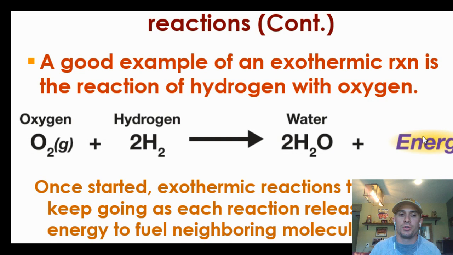Once started, exothermic reactions tend to keep going very quickly, as each reaction releases more energy to fuel the neighboring molecules. What that means is, if I'm going to start a piece of paper on fire, I don't need to put a lighter to the entire piece of paper. I can light one corner and that fire will spread to the rest, because the energy being released is going towards breaking the bonds in the next molecule, and we'll explain that more in a little bit.